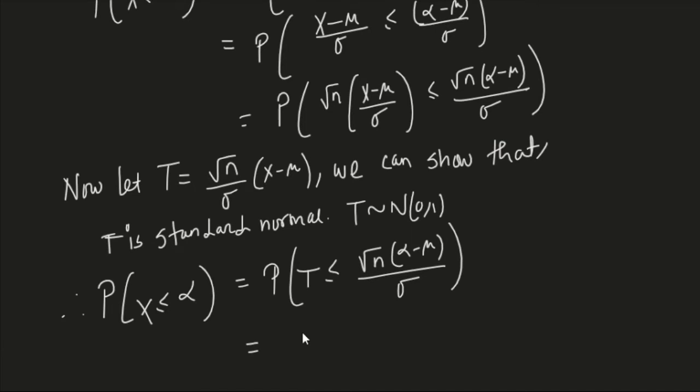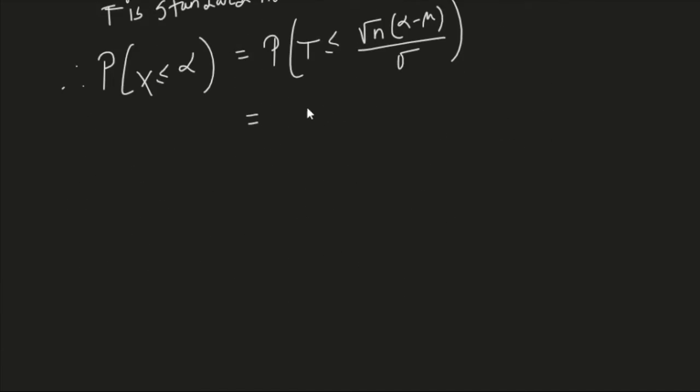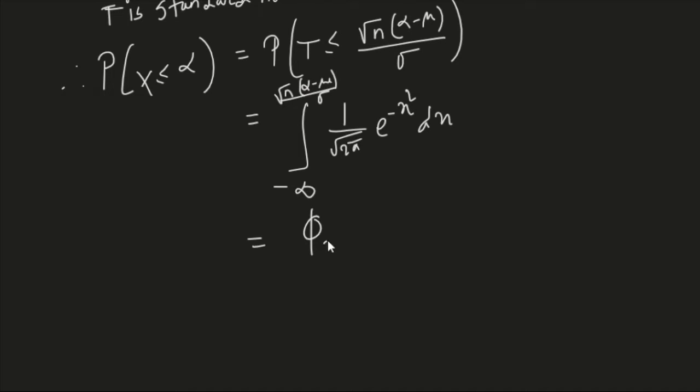And for the standard normal variable, the answer would just be the integral from minus infinity to root n times (alpha minus mu) by sigma of 1 by root 2 pi e to the power minus x square dx, or it can also be written as phi of root n into (alpha minus mu) by sigma, where this phi represents the standard normal CDF.